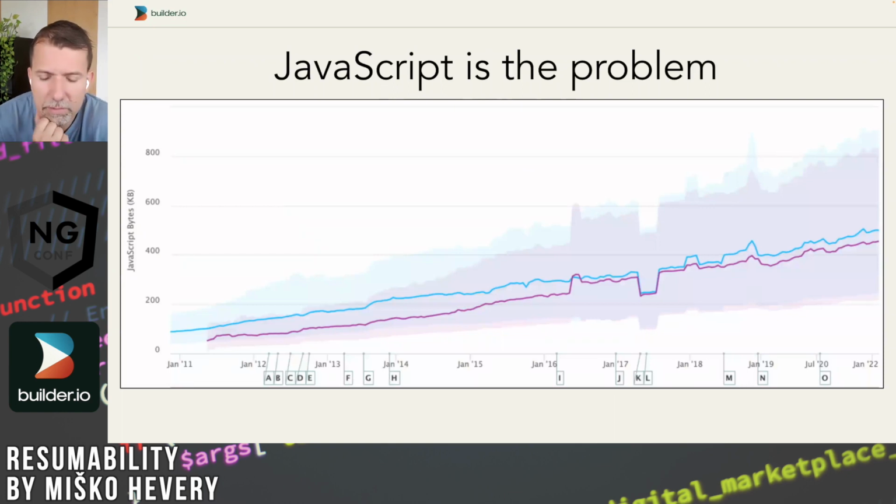So there is a chart here that you can see that shows how much JavaScript we produced over time. What is the average website, how much JavaScript does an average website have? And if you look at it over the last 10 years, you see that it's steadily increasing, right? We have more and more JavaScript in our sites.